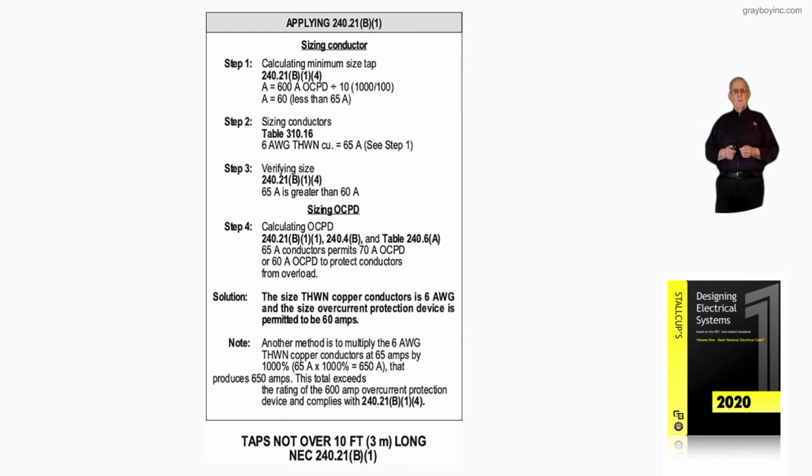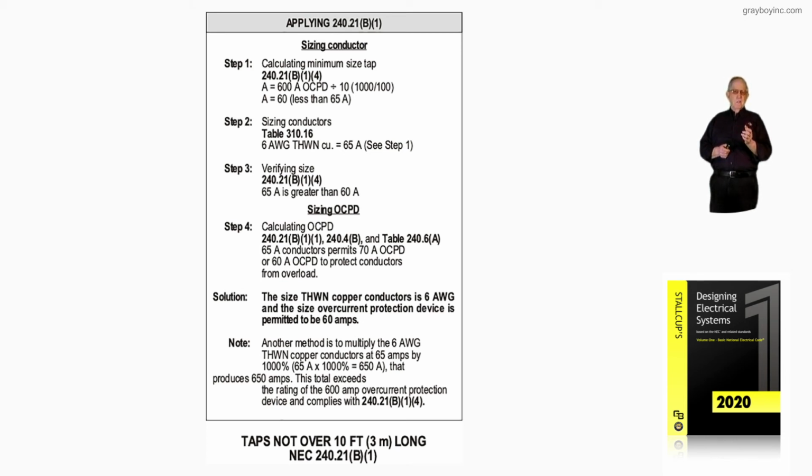Now, sizing the overcurrent device in step 4. 240.21(B)(1), 240.4(B), and our Table 240.6(A): 65 amps used to be used, and you could round up to 70 amp. That's no longer permitted. You have to round down with this tap and fully protect the tap conductors. So basically then the size THW copper conductors is number 6, and the size of the overcurrent device should be 60 amps. That's the solution and the answer.